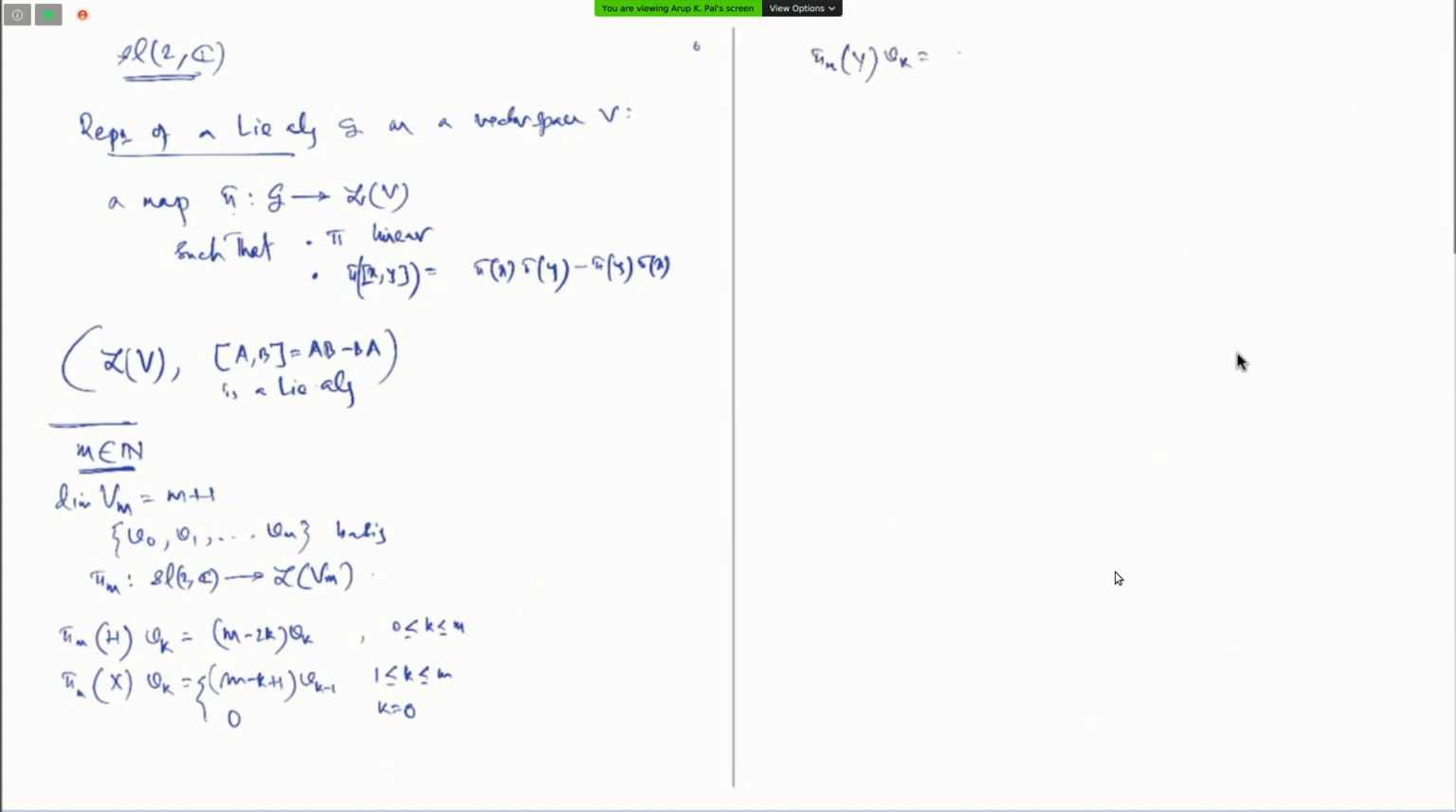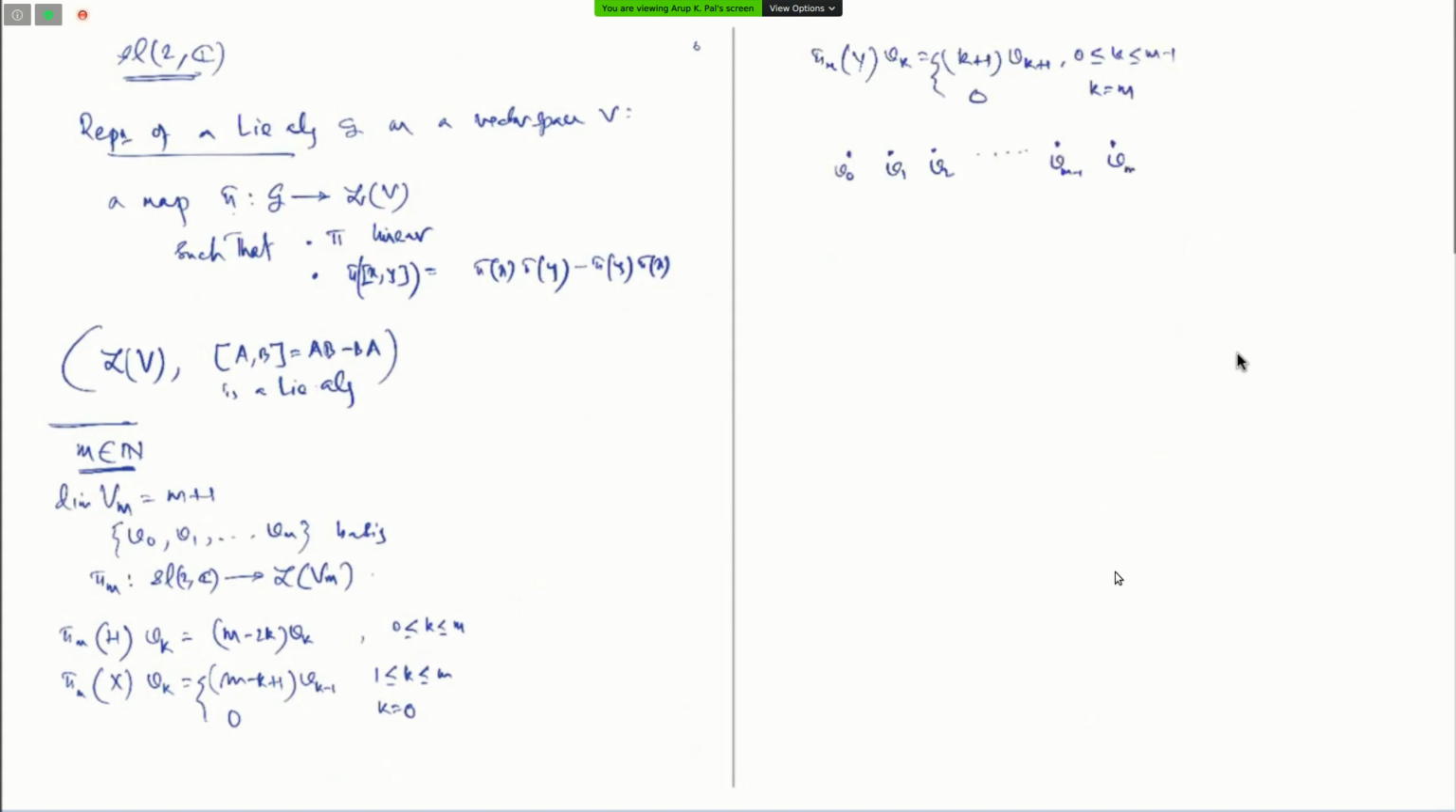And this is for k between 0 and m minus 1, and it is 0 if k is m. So it's the other shift, right shift, with coefficient m. So what is going on? So these are, let's say, v0, v1, v2, up to vm minus 1, and vm.